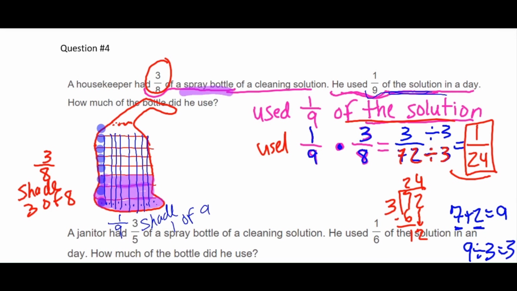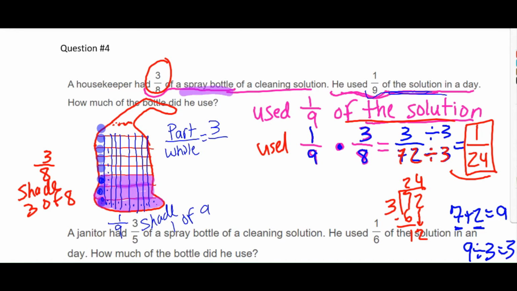So if we wanted to use the model, you have to know that your number should get smaller because you're starting with 3/8 and you're using some. So your answer should get lower. So we should still stick with the part out of the whole. The part that overlap is the answer, which is going to be your 1, 2, 3 boxes that overlap out of the total number of boxes.